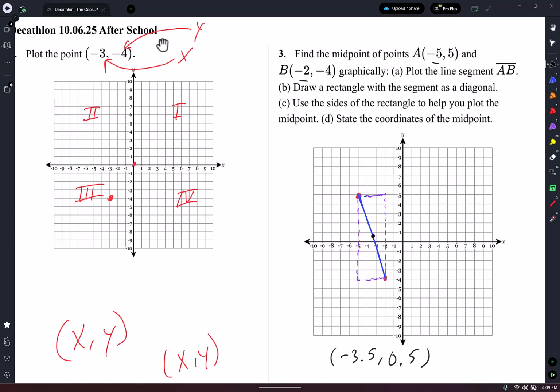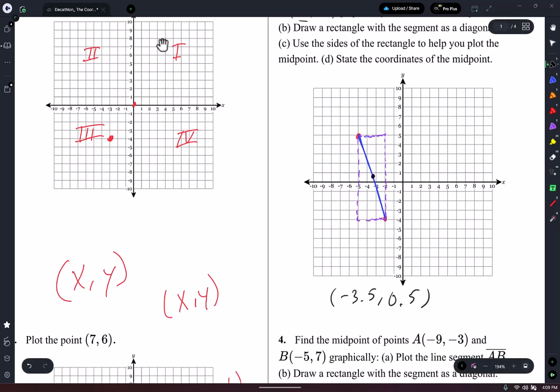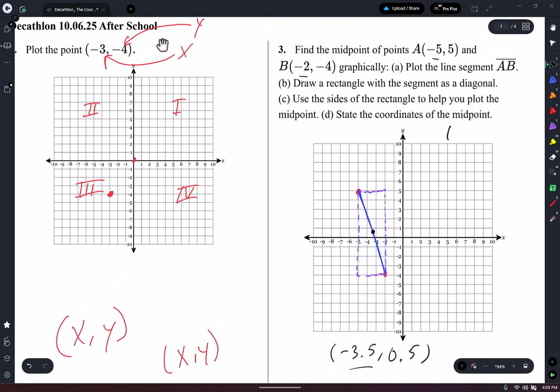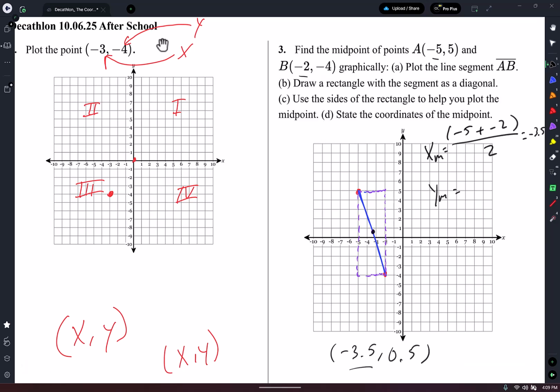You could have also gotten it by adding the x's. -5 plus -2, that's -7. When you divide it by 2, you get -3.5. This is the midpoint for the x. And then the midpoint for the y, you do the same thing. 5 plus -4 divided by 2. And you would have gotten 0.5 anyways. 5 plus -4, that's 1. 1 divided by 2 is 0.5.